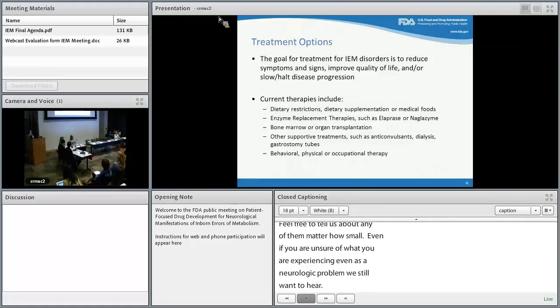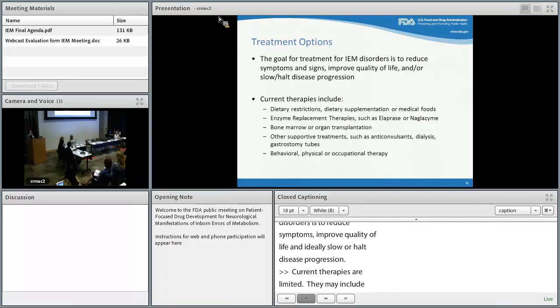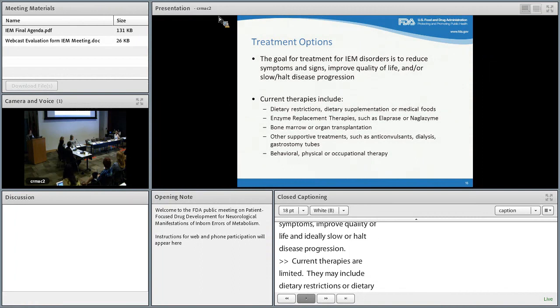As far as treatment options, the goal for treatment of IEM disorders is to reduce symptoms, improve quality of life, and ideally slow or halt disease progression. Current therapies are limited. They may include dietary restrictions or dietary supplementation or medical foods. Enzyme replacements are available for a select number of the diseases, such as elaprase or naglazyme. Bone marrow transplantation may be an option early in the disease for some of the inborn errors of metabolism, or organ transplantation later.